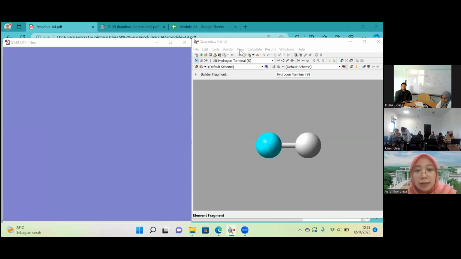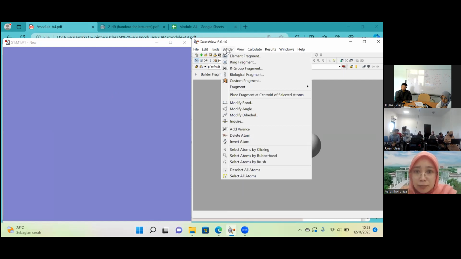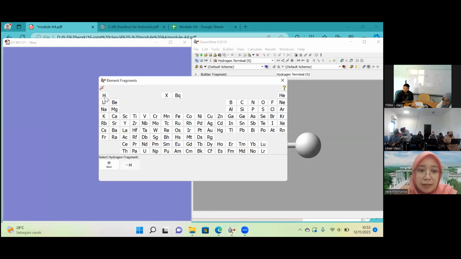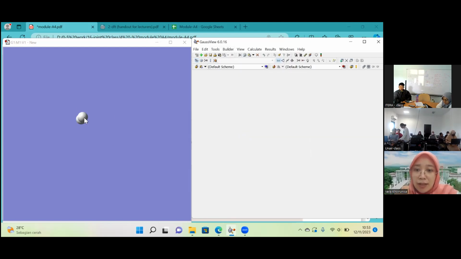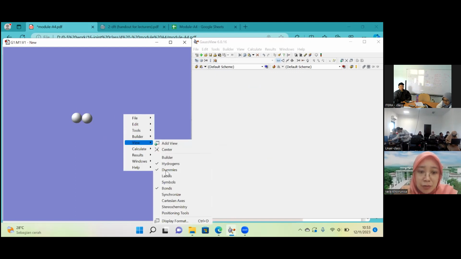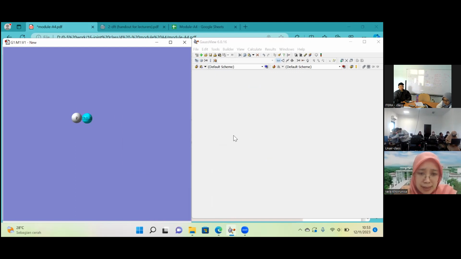Okay. Like the first one, we just click the folder and choose element fragment, choose hydrogen, and just click here. So the first task will be to set the R initial. So we just use folder and modify the bond. And then click. We'll view the labels. Click the first and the second atom.